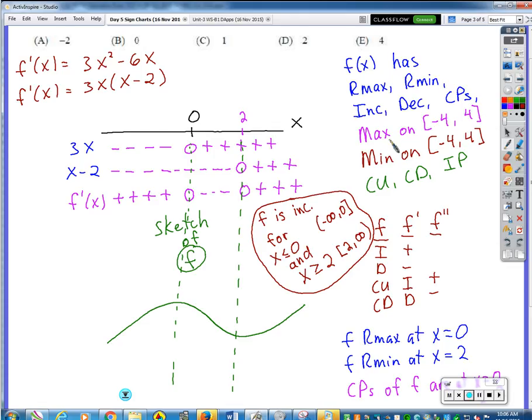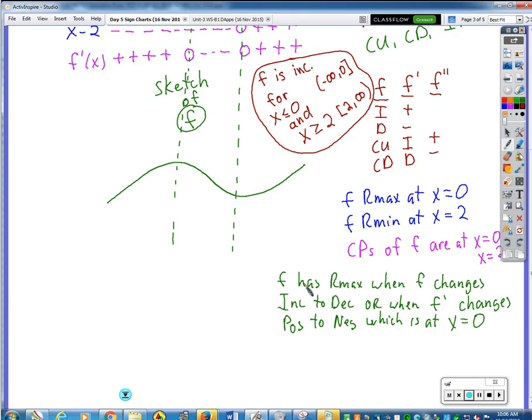Okay, max is different, as I said earlier. Max does not mean relative max. F has a relative max when F changes from increasing to decreasing. The max of F is simply the highest point of F. So this is where the sketch becomes useful. The sketch really begins over here at x equals -4.